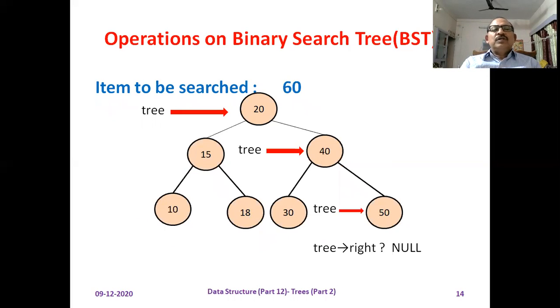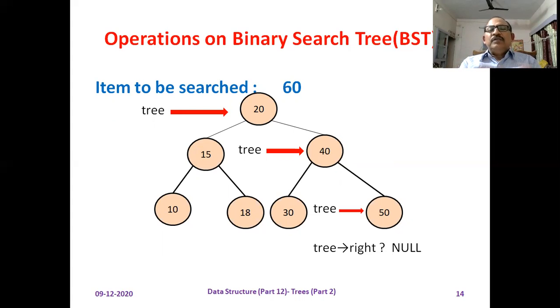Next, suppose the item to be searched is 60. Again compare 60 with 20. 60 is greater than 20. We will follow the right path and call the searching process with two parameters. One is the tree right and the search item is 60.